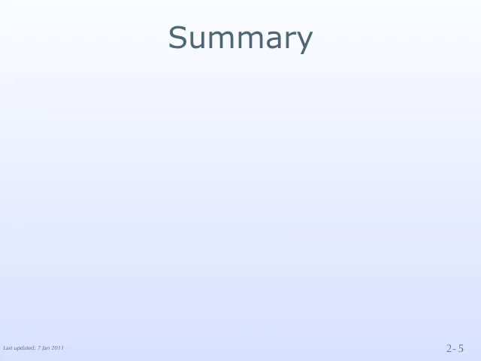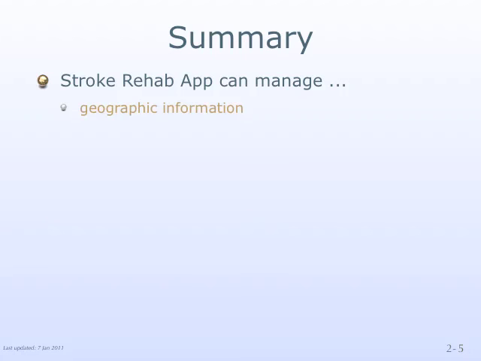We can summarise this presentation by pointing out that the central database that supports the Stroke Rehab App can be used to store and distribute geographic information which can be obtained from various government websites, organisational information which can be obtained directly from organisations who wish to participate in the stroke recovery industry by identifying what products or services they provide in which communities.